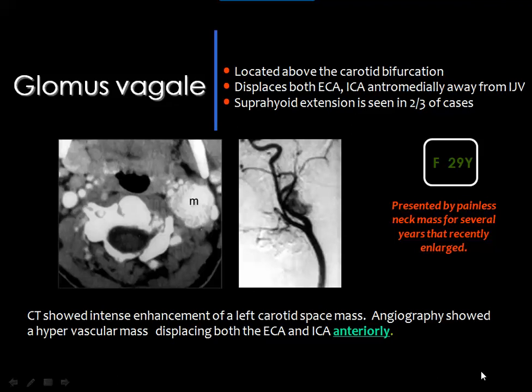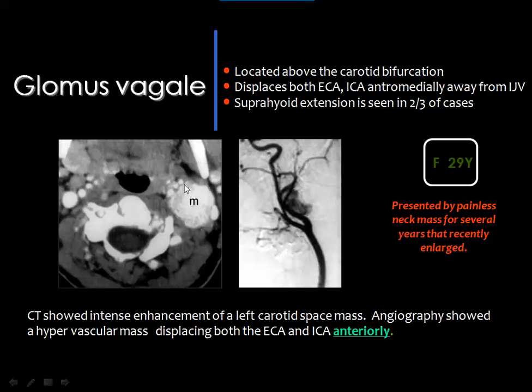Then the glomus vagale is almost near to the site of the carotid body tumor, and the main difference between both is that the carotid body tumor is located between the bifurcation of the internal and external carotid arteries, while the glomus vagale is located posteriorly. It is displacing the internal and the external carotid artery anteriorly.